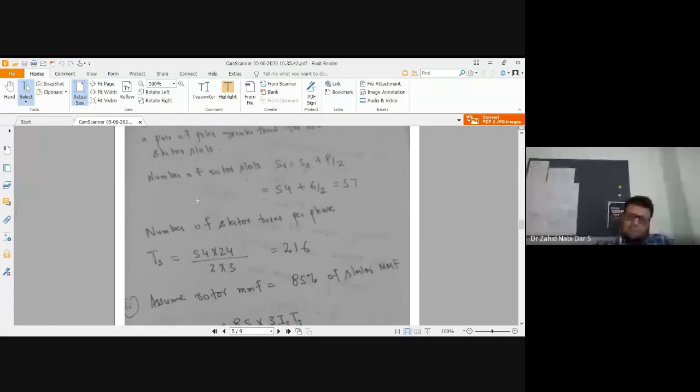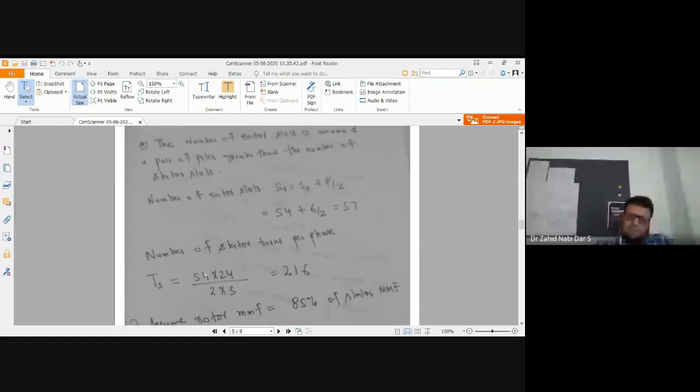Same here, your Ts is equal to Zs, which is 54 into 24 divided by 6. Now why have I written 2 into 3? This was for a single turn, and for 3-phase it is 3. So hence you will get this 216.